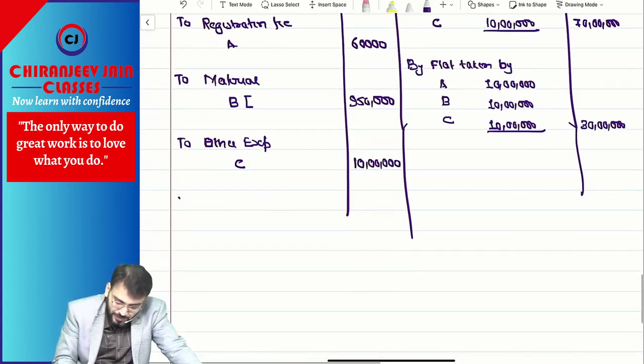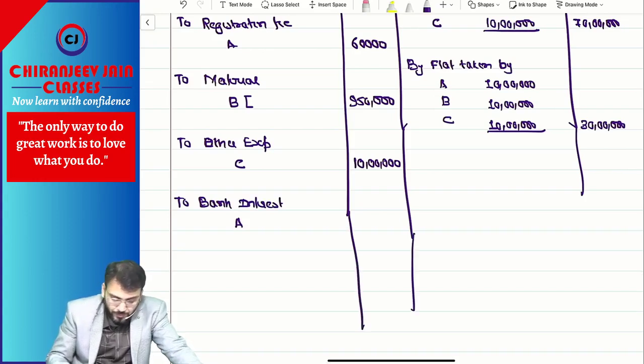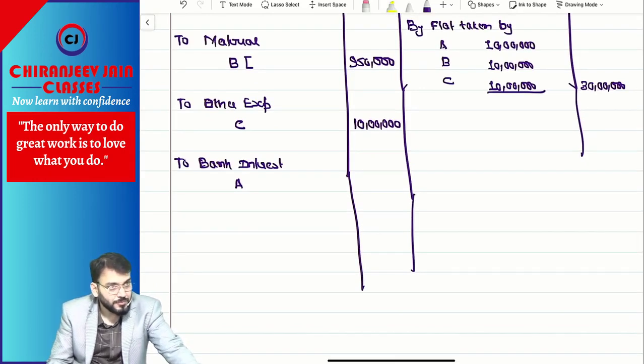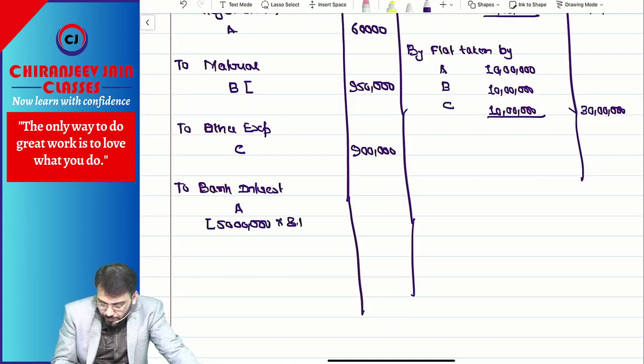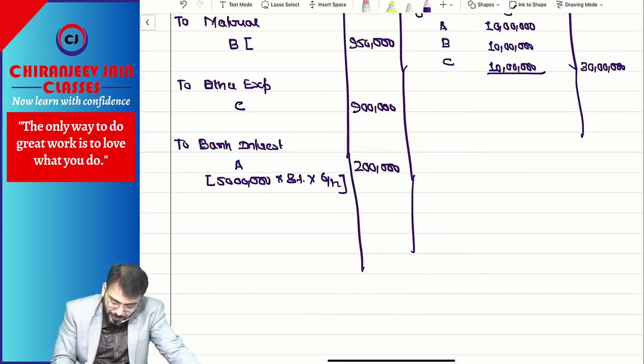Then interest, you were also saying something. To bank interest, it will be paid by A. The loan amount is 50 lakh. At how much percentage? For how many months? How much is it coming? 2 lakh. Then any other expense?